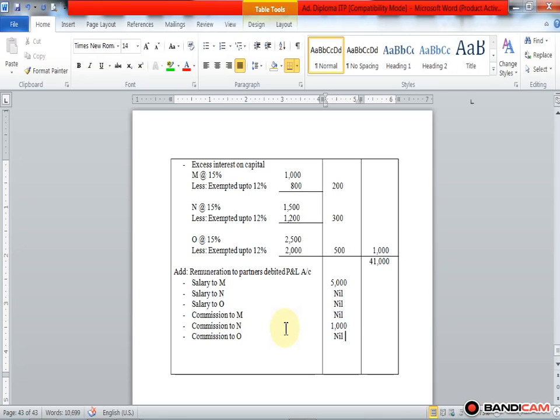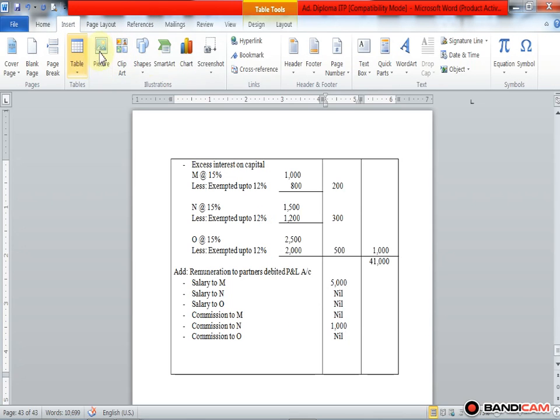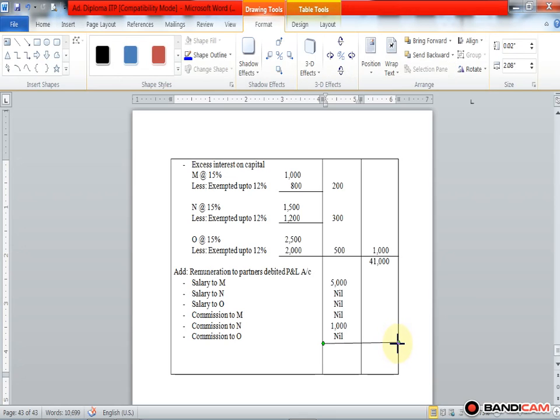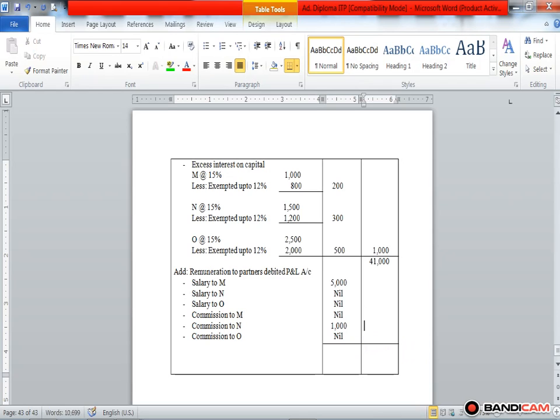so no problem in computing the salary. So here we make the total of the inner column, and the total is rupees 6000. So this 6000 is added to the net profit. We get the book profit, so 6000 is added to 41,000. We get 47,000 as book profit.